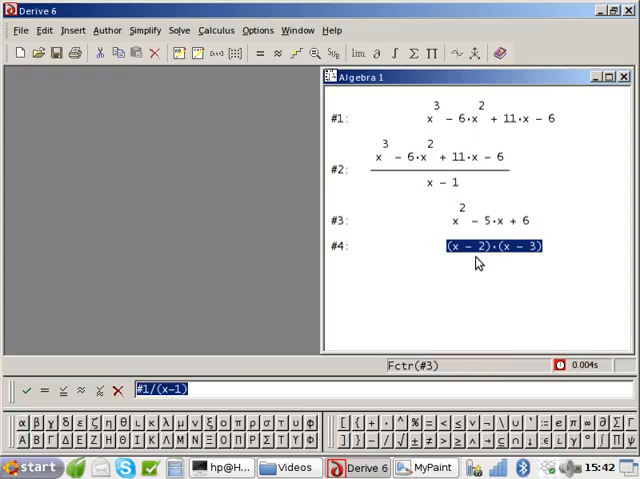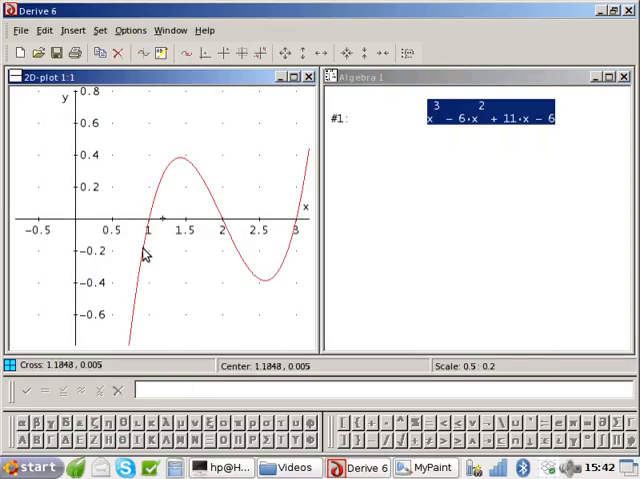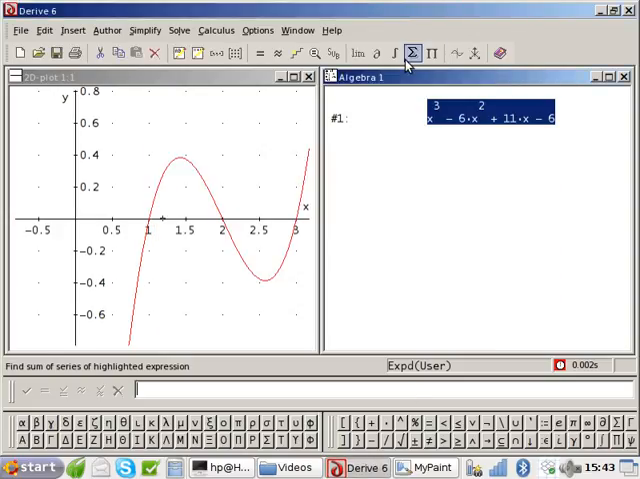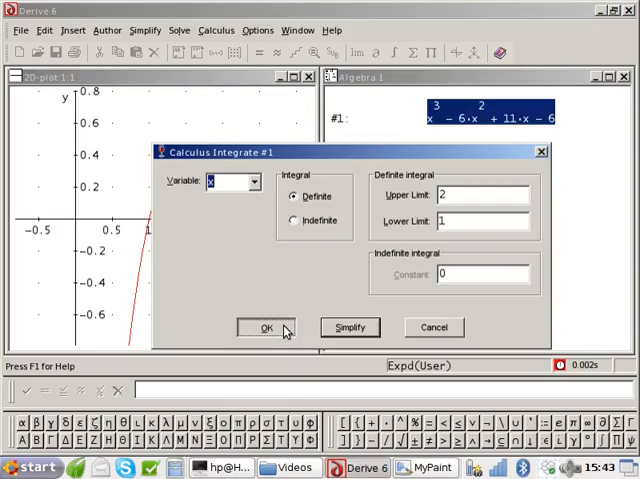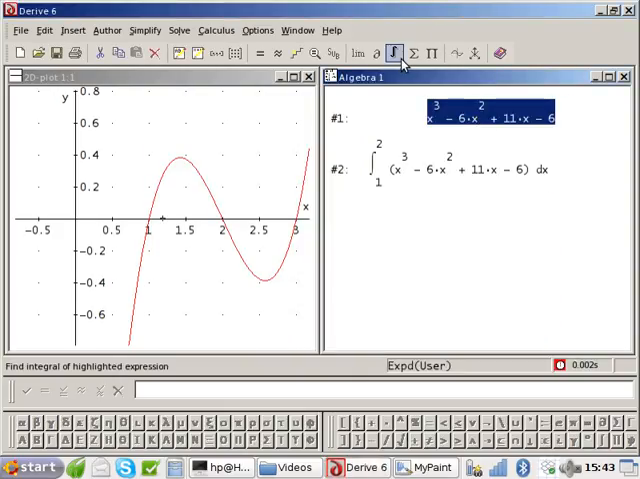So we have 3 roots here. What are the 3 roots? 1, 2, 3. I kept it easy for you. So if I graph this here, 1, 2, 3. We want to find the area. So we need first to integrate from 1 to 2, and also integrate from 2 to 3.